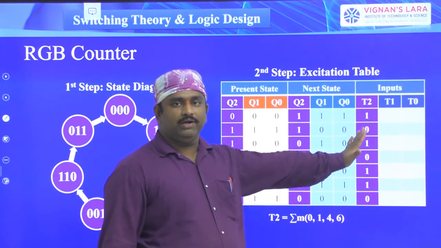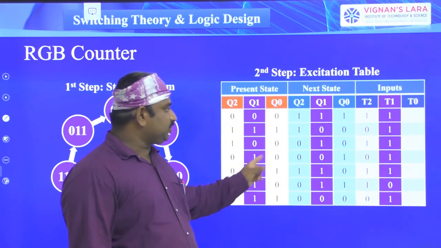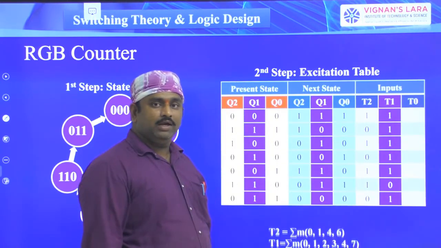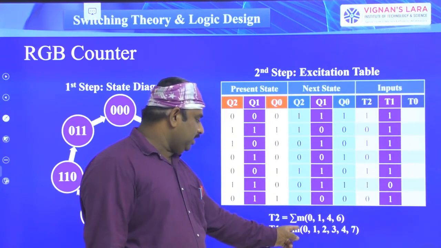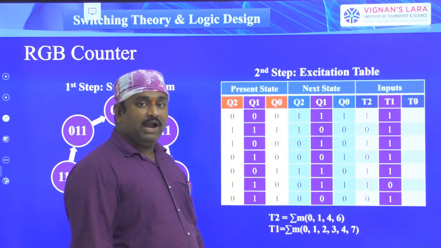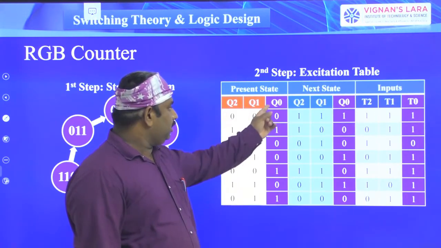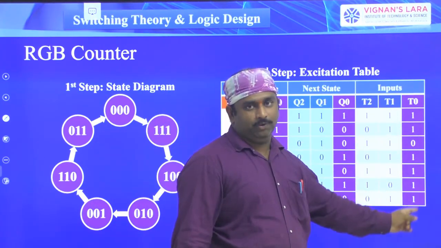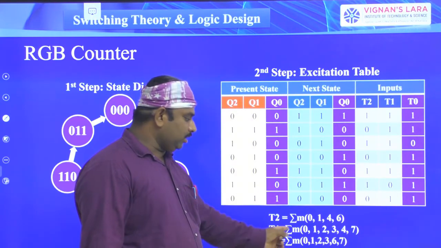Like in this way, you have to identify T1. So see here, next T1. Q1 is the present state, Q1 is the next state, and T1 you have to predict, then you have to write down the T1 expression. So T2 we already know 0, 1, 4, 6, and T1 is equal to sigma small m of 0, 1, 2, 3, 4, 7. Okay, and remember 5 is the don't care condition. Next, Q0 present state, Q0 next state outputs, and T0 input. You have to predict the input in this way and write down the T2, T1, T0 combinations.